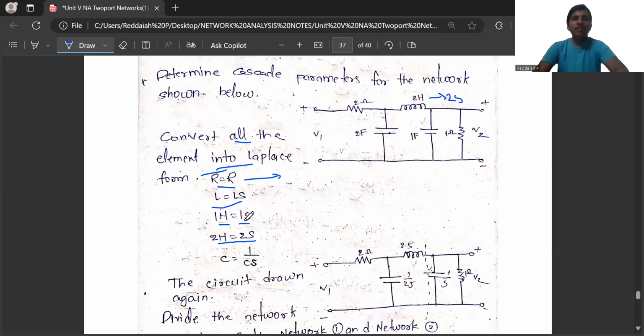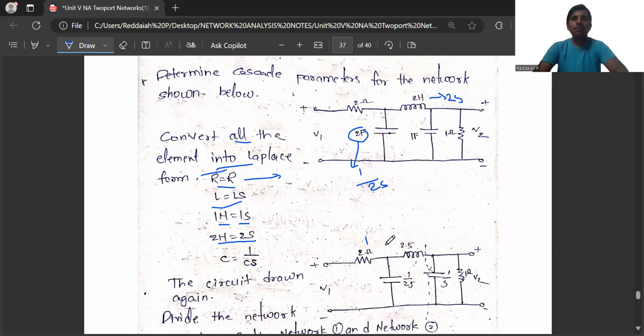1 Henry will be 1s, 2 Henrys means 2s. Capacitor 1 Farad is 1 by s, and 2 Farad in Laplace terms we can convert to 1 by 2s. Like that we have to convert. To find transmission parameters, first convert all these elements into Laplace transform. Then the circuit becomes like this.